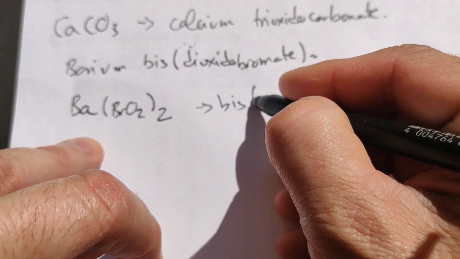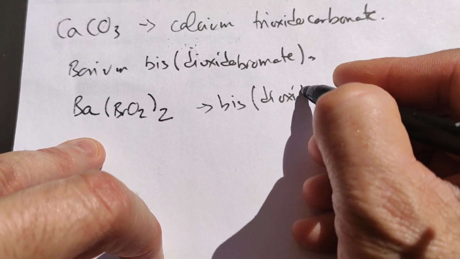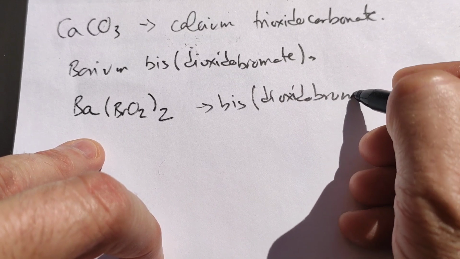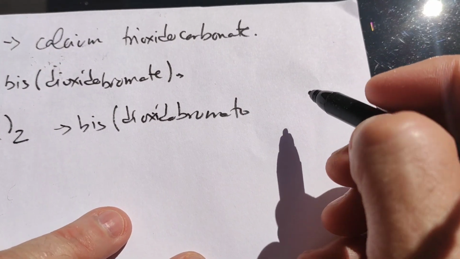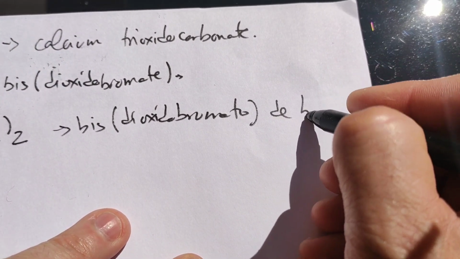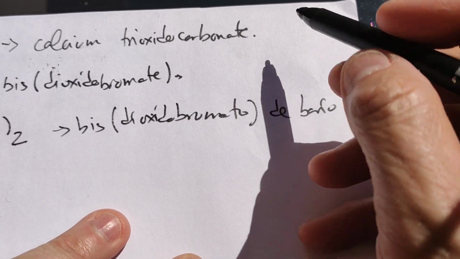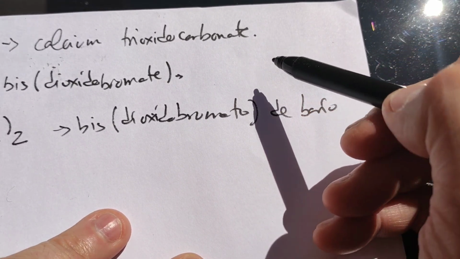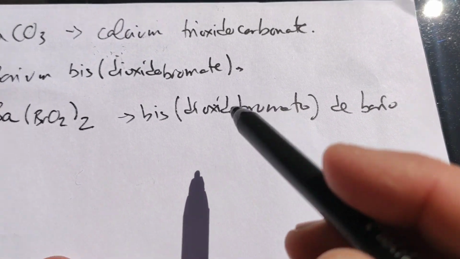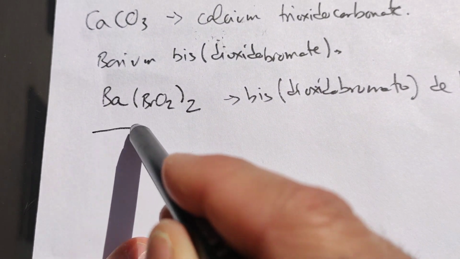In Spanish, bis, dióxido, bromato de bario, trióxido carbonato de calcio. Okay, it's very simple, the systematic name.